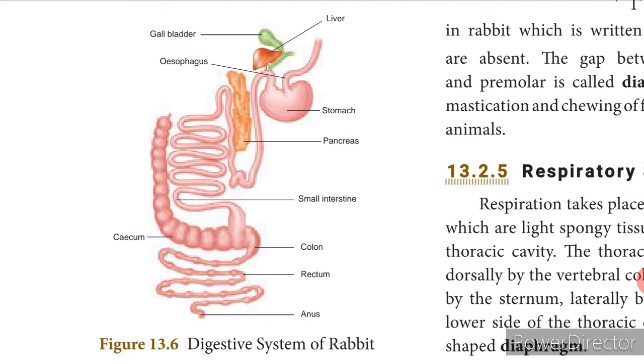Now this small intestine opens into the large intestine, which has the colon. Here you can see a part which is labeled as colon. And that will lead into the rectum, and from the rectum the undigested food is excreted through the anus. Next we'll see the digestive glands. The digestive glands start from the mouth.